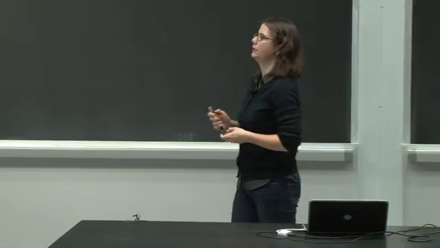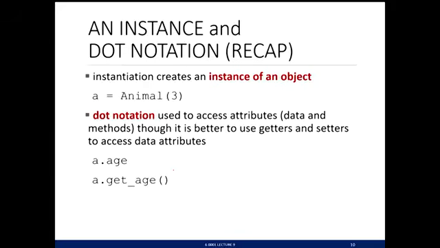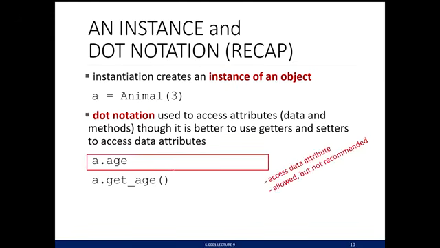So the previous slide, this slide here, shows the implementation of the Animal class. And here we can see how we can create an instance of this object. So we can say a is equal to Animal(3). So this is going to create a new Animal object with an age of 3. And we can access the object through the variable a. Dot notation, recall, is a way for you to access data attributes and methods of a class. Okay? So you can say a.age later on in your program, and that is allowed. It'll try to access the age data attribute of this particular instance of the class a. So this is going to give you 3.